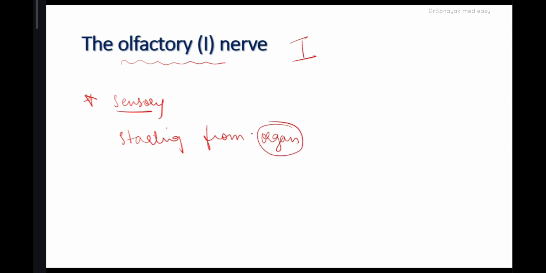Okay, this is the first cranial nerve. Let me tell you some important points about it. Always remember, I told you this first cranial nerve is a sensory nerve. The meaning of a sensory nerve is that it starts from an organ, right? So from which organ is it starting? It is starting from the nose. Very important.